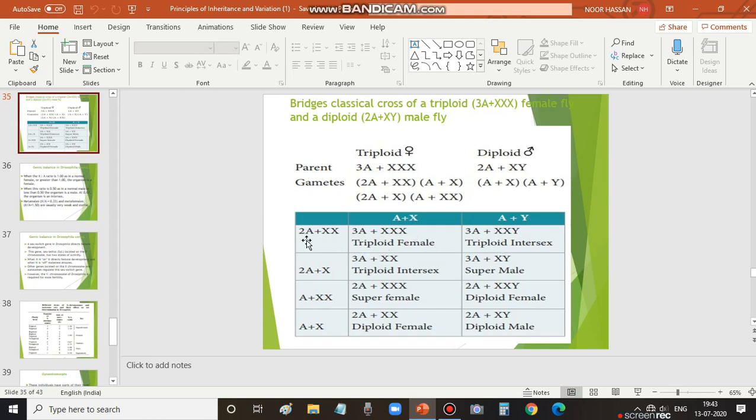Likewise, 2A plus 1A gives 3A, plus XX from here and Y, so XXY. This is called a triploid intersex. This is the way you have to combine, like you have already learnt about genotype combination in Mendel's Punnett square. So you have to do it like that. These are the different individuals with different genotypes and phenotypes. We'll move on to the next one.